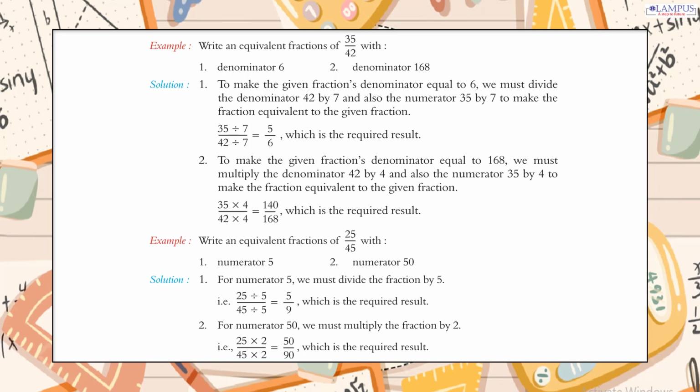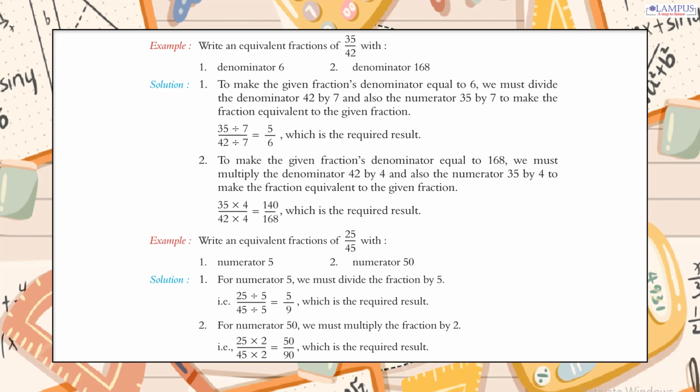Denominator 6, 2. Denominator 168. Solution. 1. To make the given fraction's denominator equal to 6, we must divide the denominator 42 by 7 and also the numerator 35 by 7 to make the fraction equivalent to the given fraction. 35 divided by 7 by 42 divided by 7 equals 5 by 6, which is the required result.